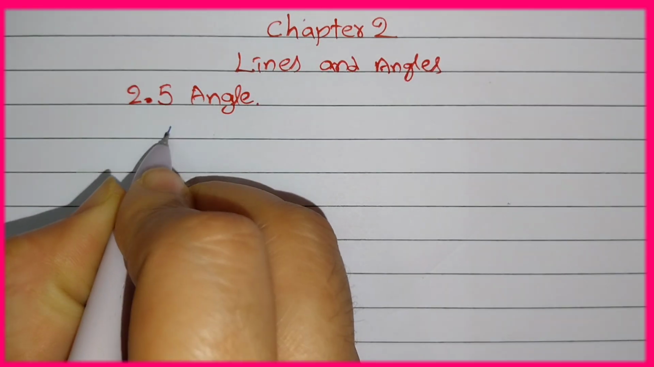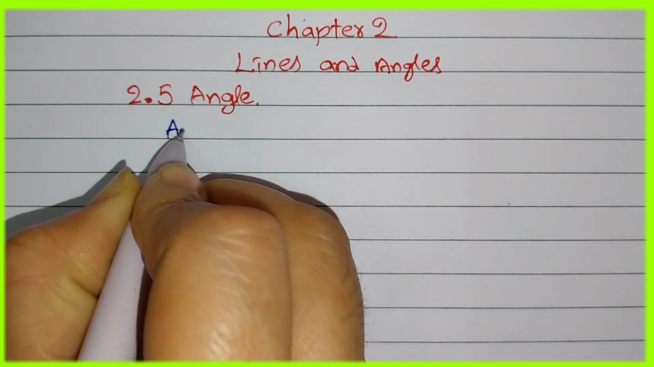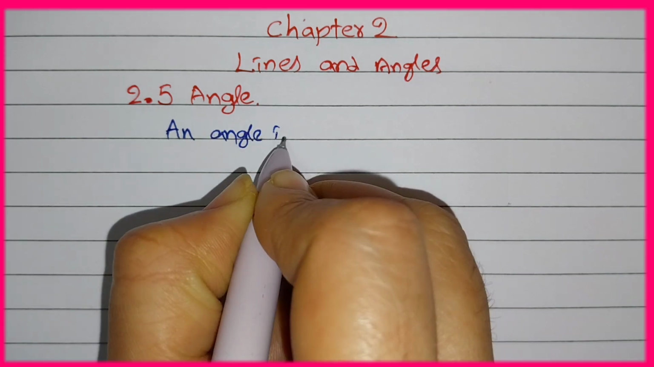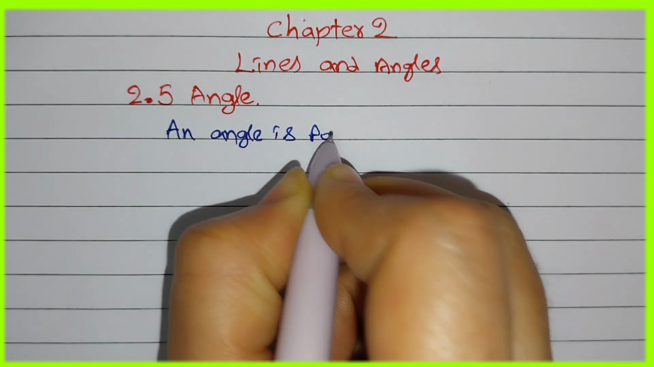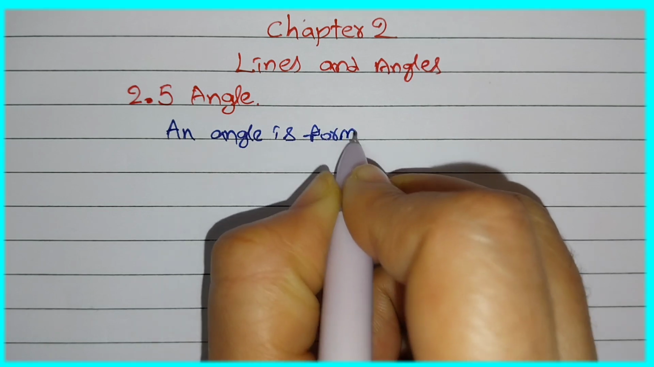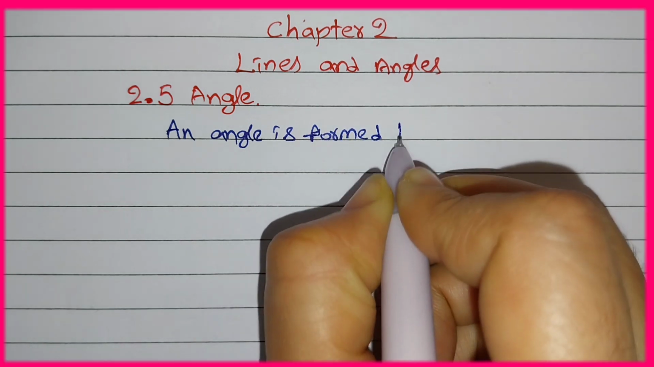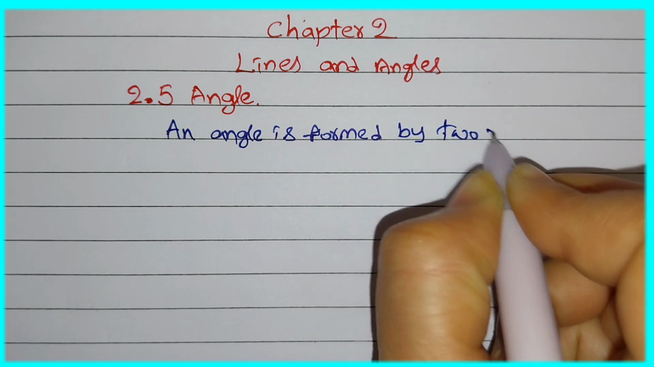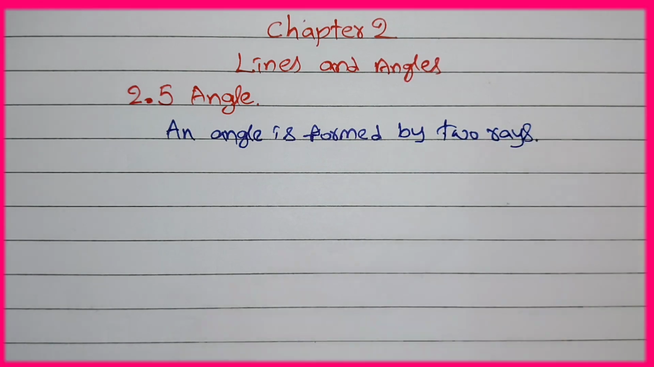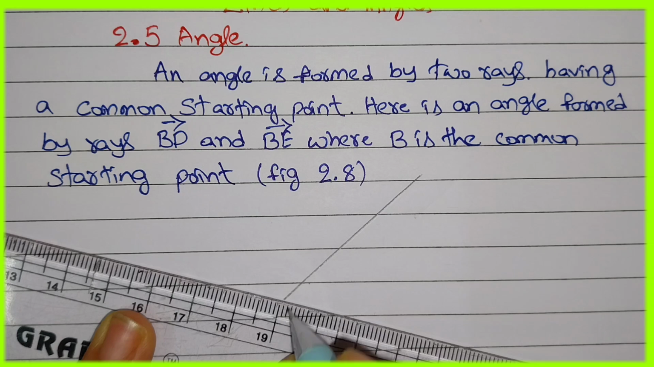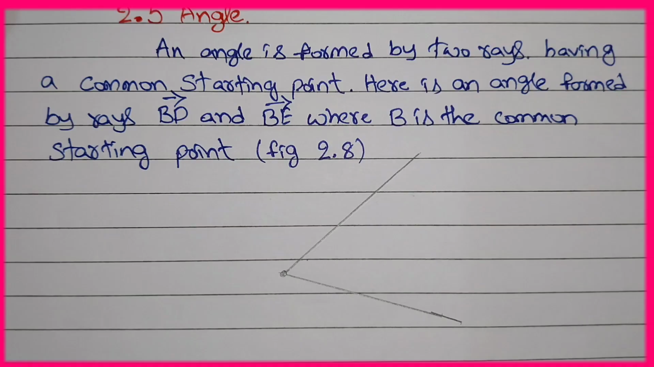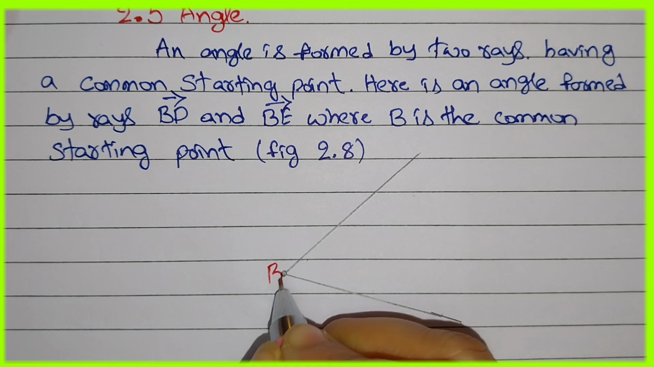In this video we are going to learn about angles, chapter 2, lines and angles. What is an angle? An angle is formed when two rays start from the same point. Think of a ray as a line that has one starting point but goes on forever in one direction. Here in the figure we have two rays, BD and BE. Both of these rays start from the same point B.